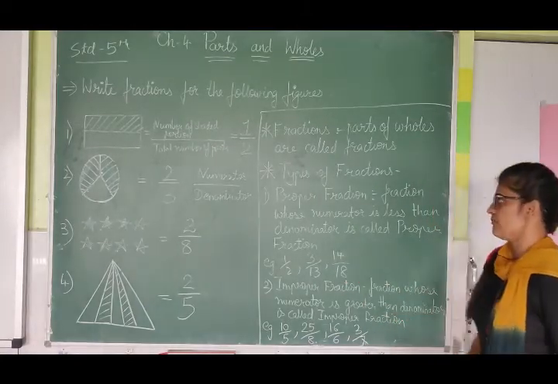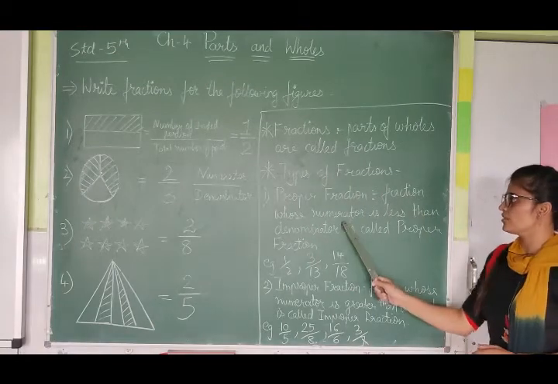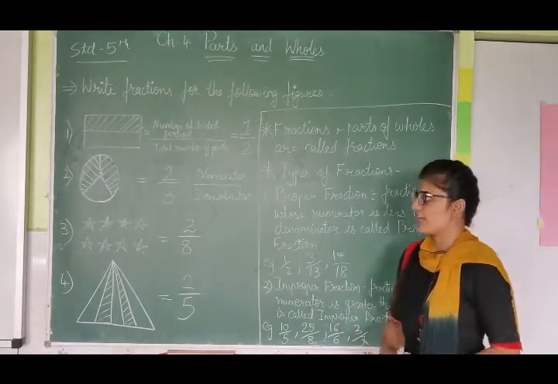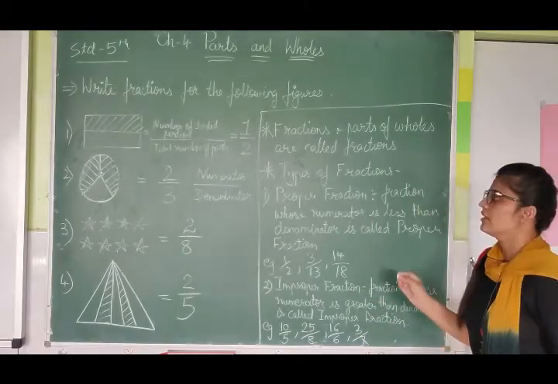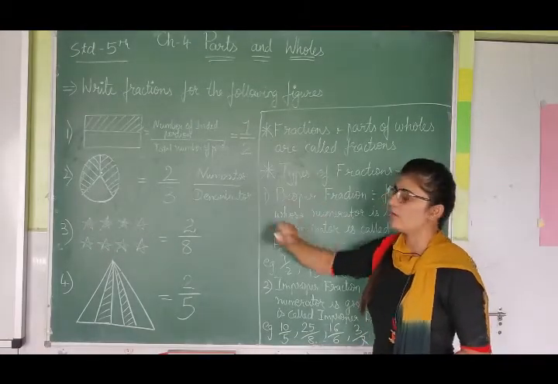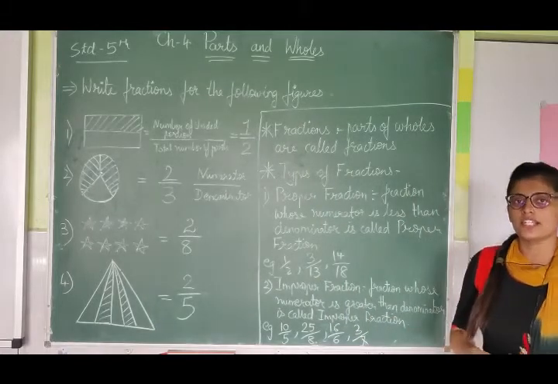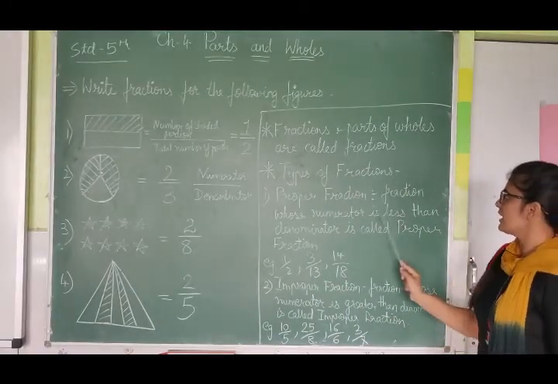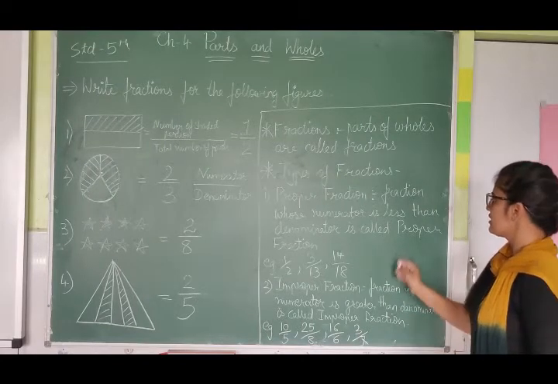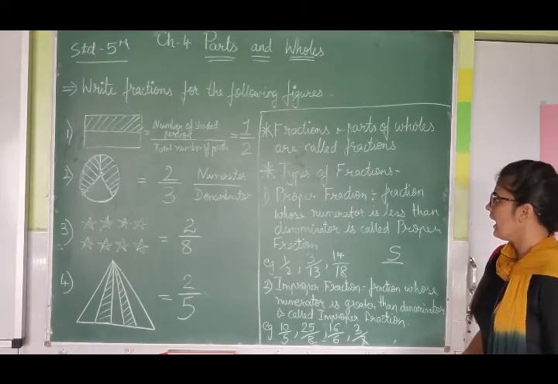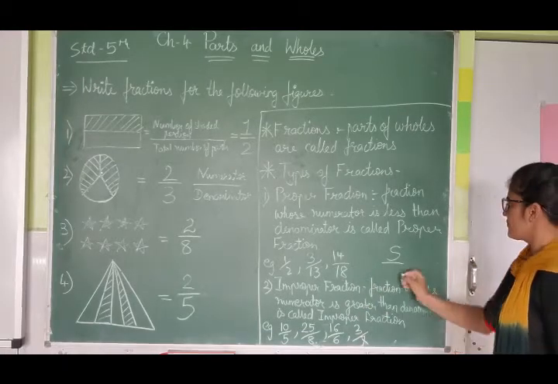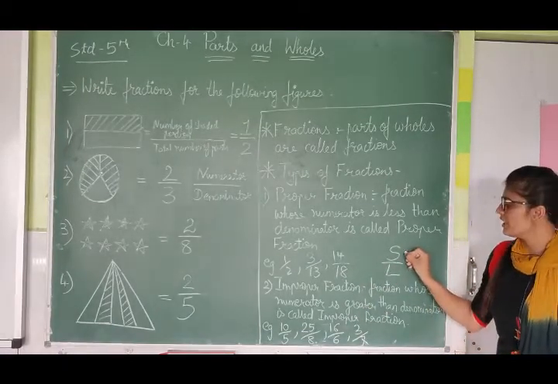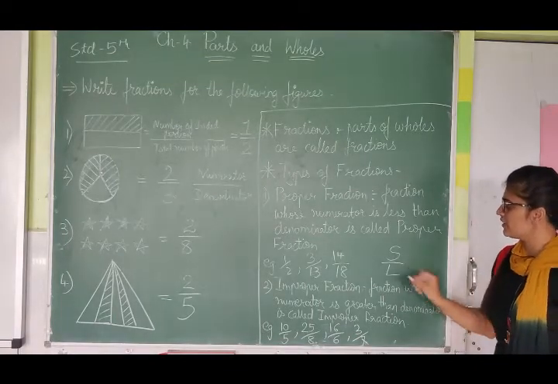Proper fraction means the fraction whose numerator is less than the denominator is called a proper fraction. Now here we are writing the numerator, and the number down below is the denominator. So which is greater and which is smaller? The numerator is less, which means the numerator is smaller and the denominator will be large. So S by L. Here the numerator will be smaller and the denominator will be larger.